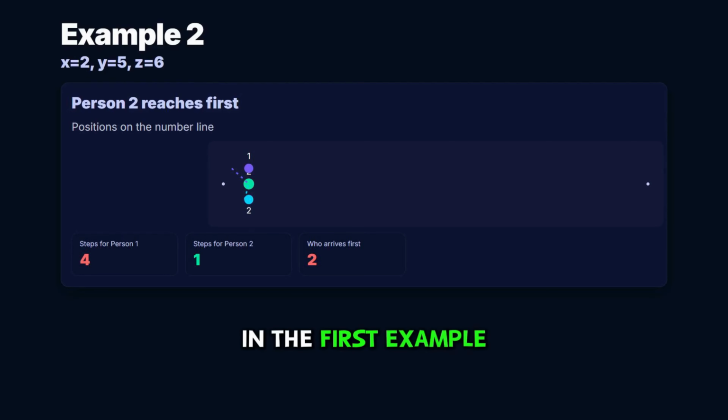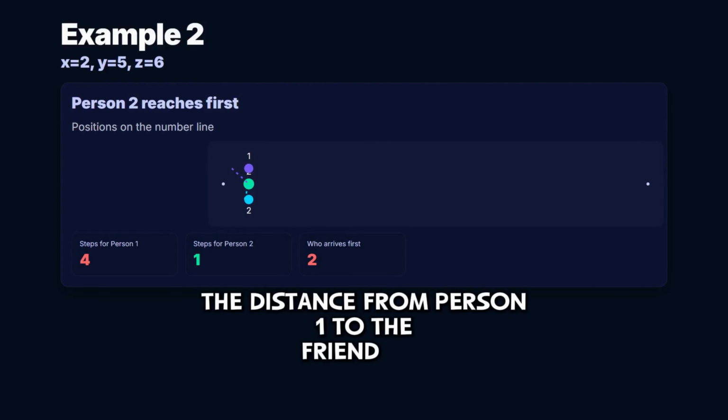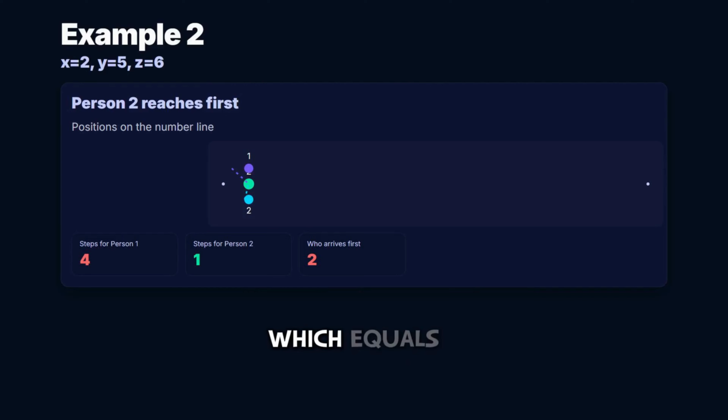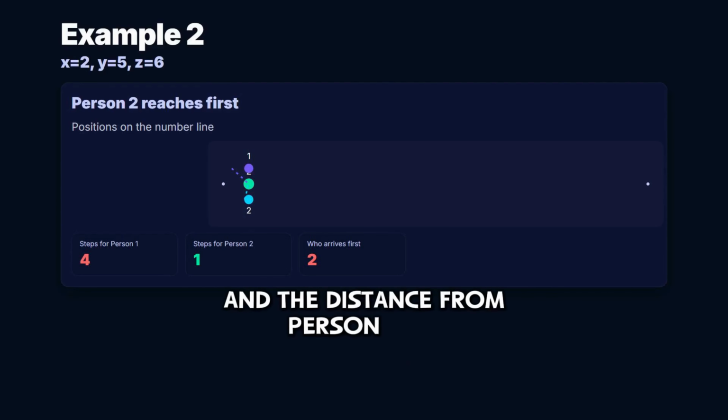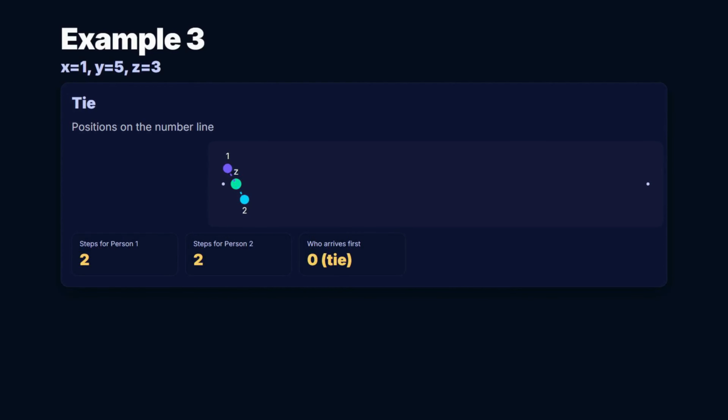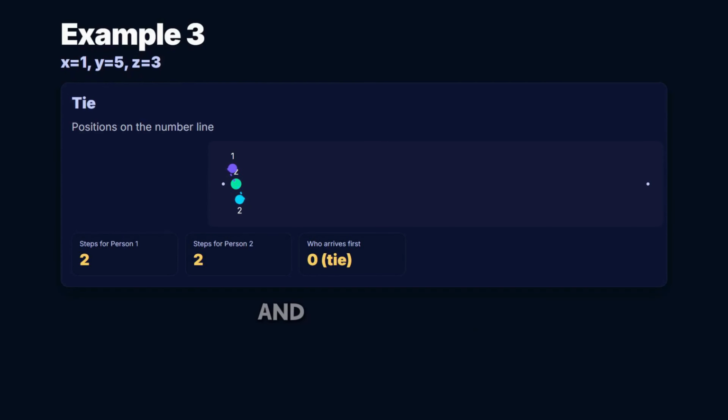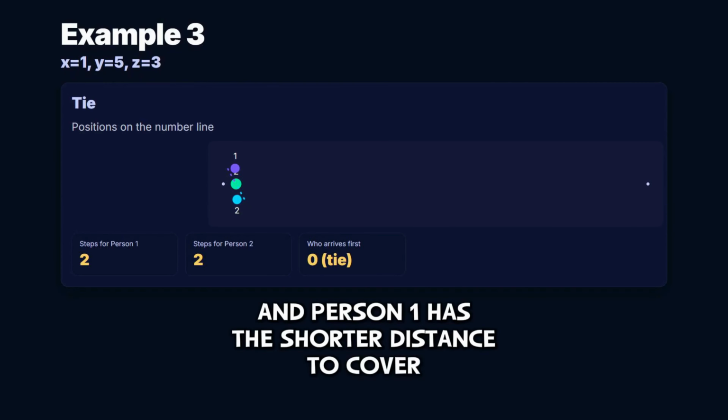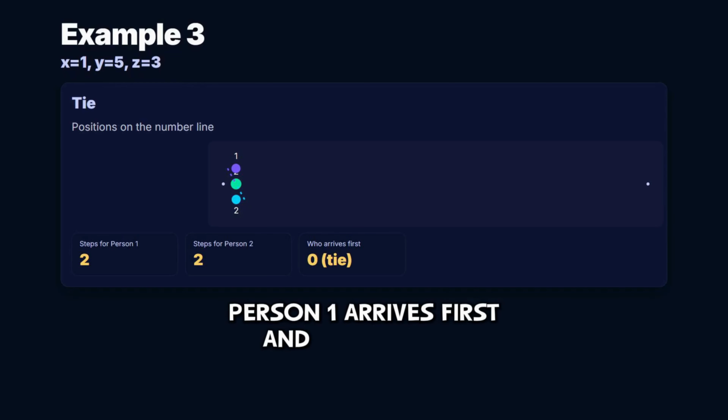In the first example, the distance from person 1 to the friend is 4 minus 2, which equals 2. And the distance from person 2 to the friend is 7 minus 4, which equals 3. Since both move at the same speed, and person 1 has the shorter distance to cover, person 1 arrives first, and the correct answer is 1.